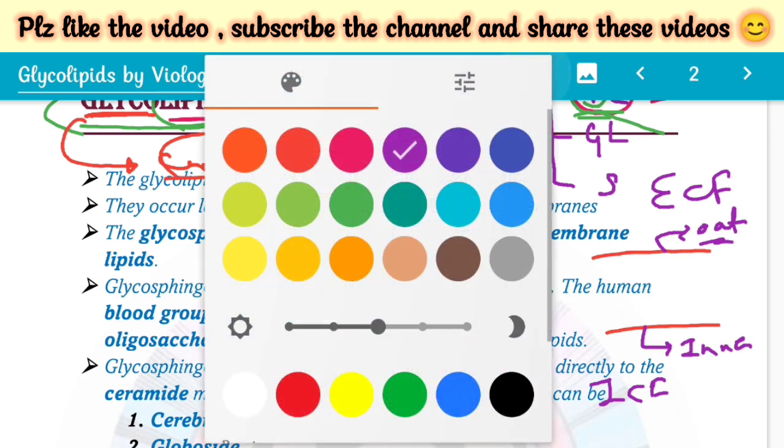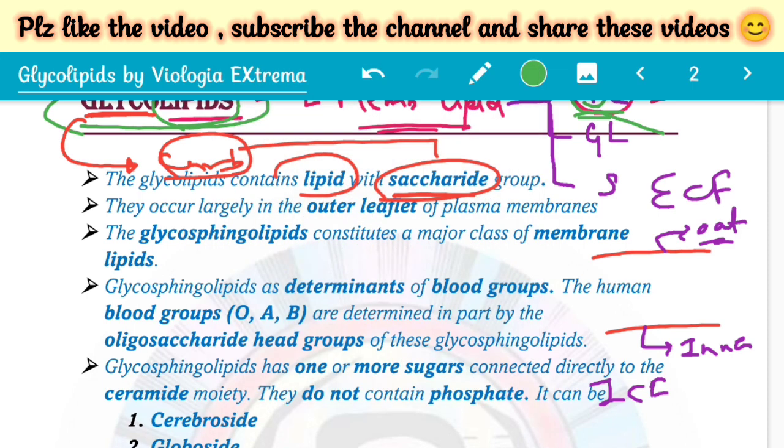So what happens is that the carbohydrate is present in the outer leaflet only. Whether these carbohydrates form a complex with a lipid molecule making glycolipids, or with a protein forming glycoproteins, they are going to be present in the outer leaflet only. This is very important. Clear? Because carbohydrate can only be present in the outer leaflet, glycolipids also occur in the outer leaflet. This can also be asked in the exams. And it is a type of membrane lipid.